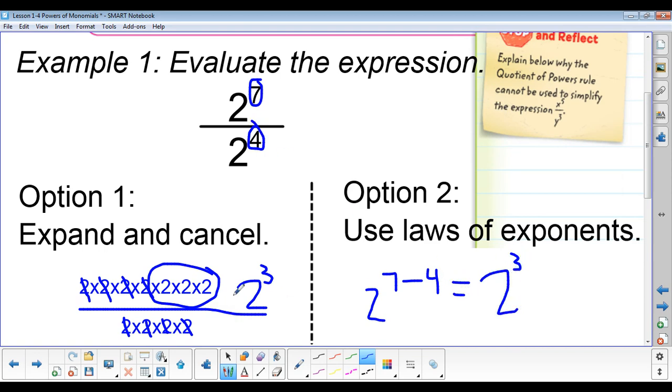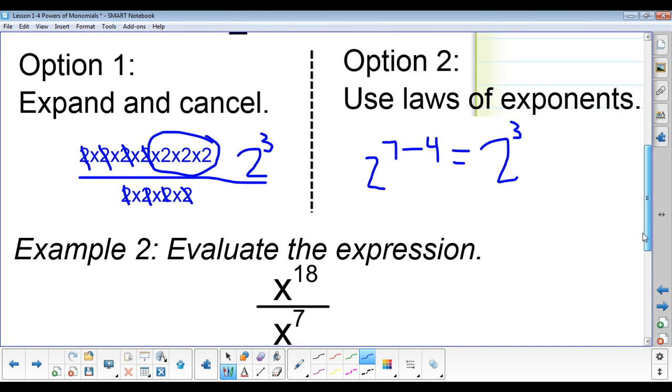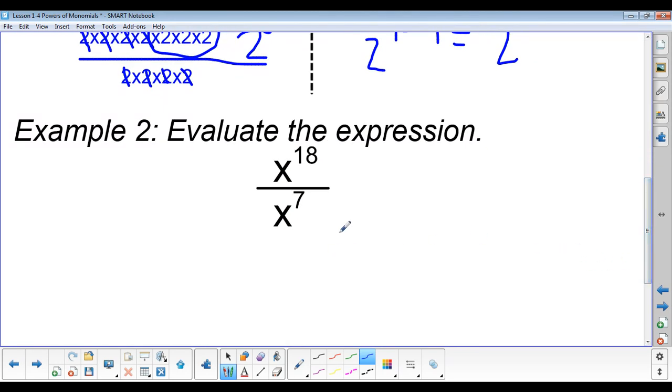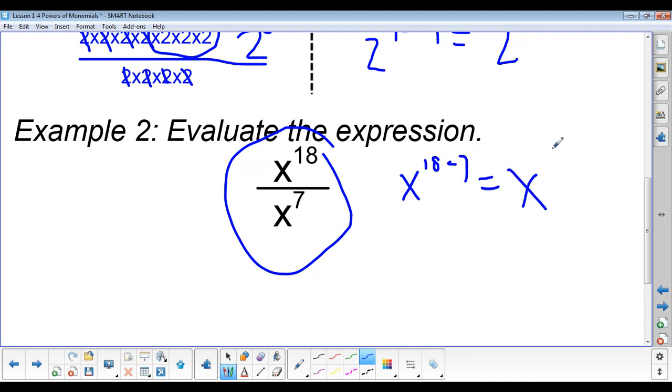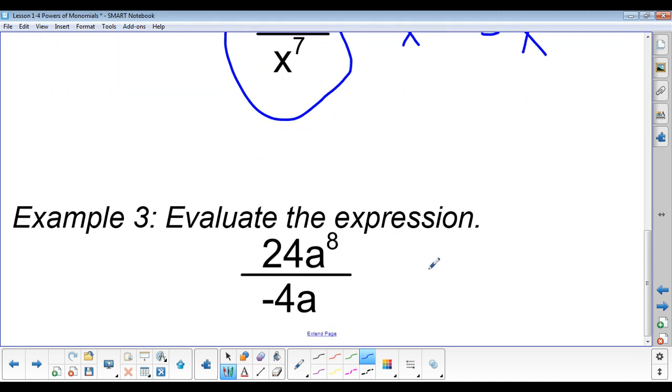Can you always expand it out? Of course you can, but you do not have to. And it saves us time for problems like this where I don't want to type all that out or write it all out. Instead, I can just do 18 minus 7. That's x to the 11th. And when we do have numbers involved, again, this is division. It doesn't mean I subtract them.